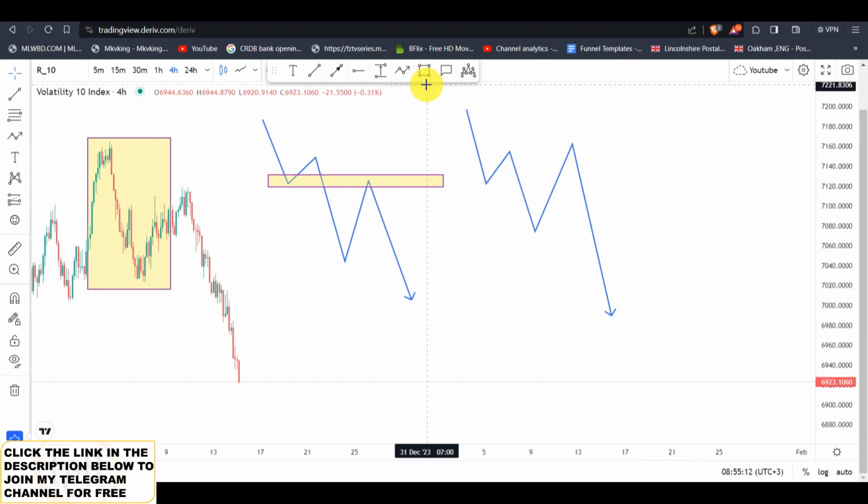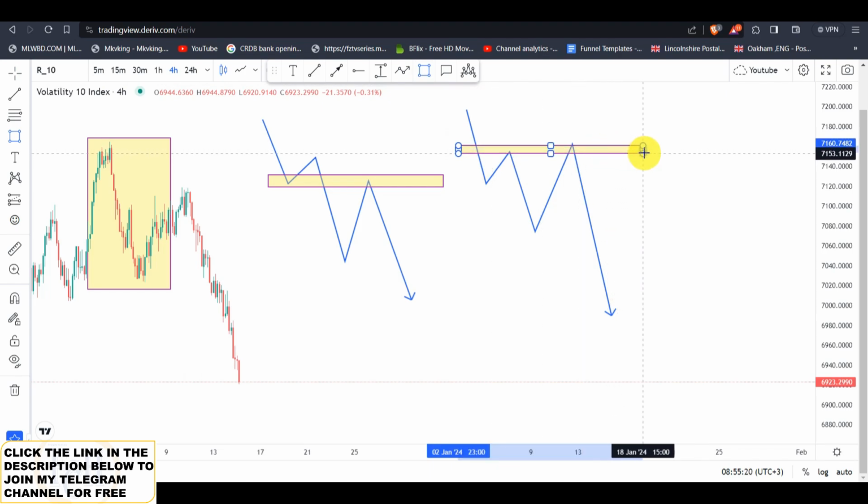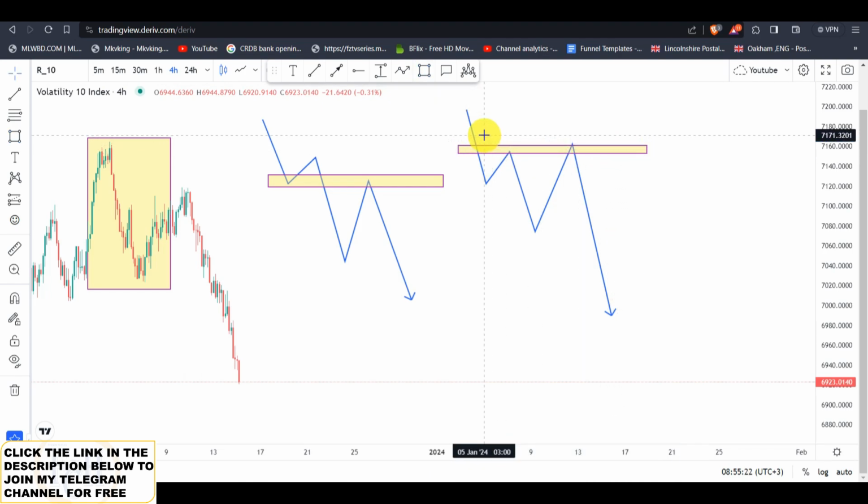Now it is very important for you to learn that even though the market comes to retest this level right here, unless this level is broken, this market is still said to be in a downtrend movement. So unless the market's previous lower high on a downtrend market is broken, this market is still on a downtrend.